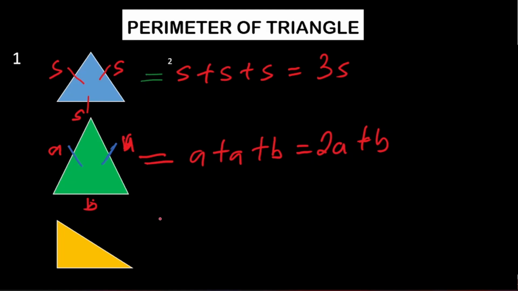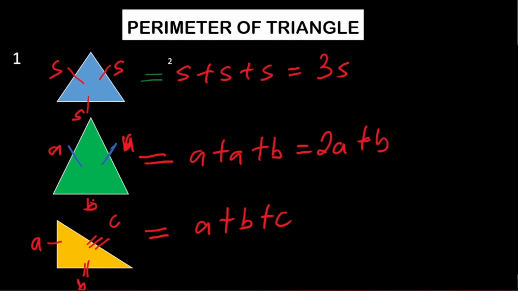As for the last part here, which is a scalene triangle, which could also be a right angle triangle, this side is not the same as this side, and it's not the same as this side. You understand? So if this is A, this is B, this is C, that means the perimeter of this will then be A plus B plus C. I hope this is very clear. So that is that on a triangle.